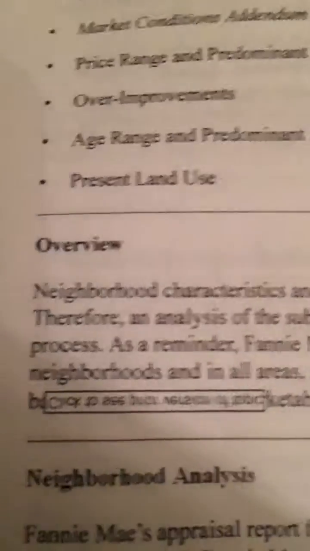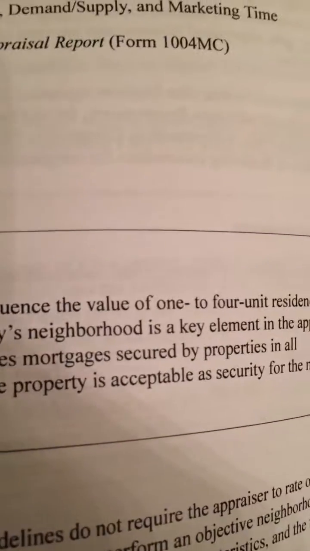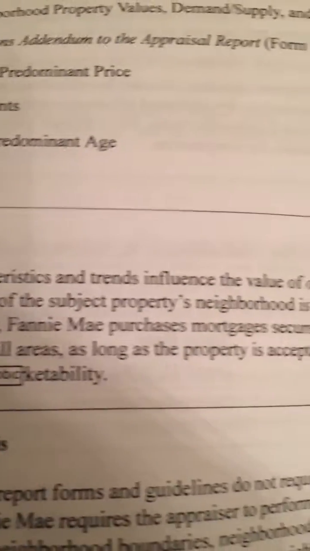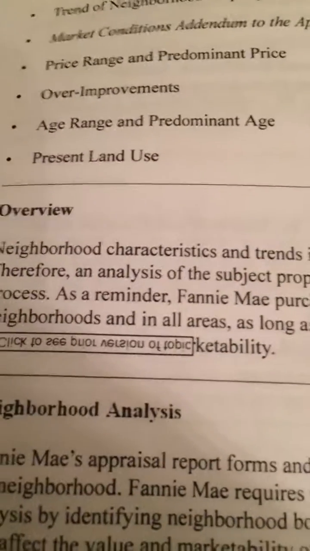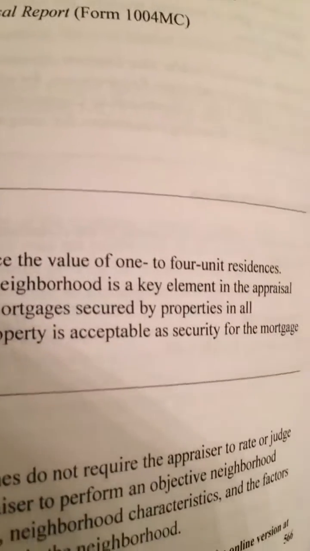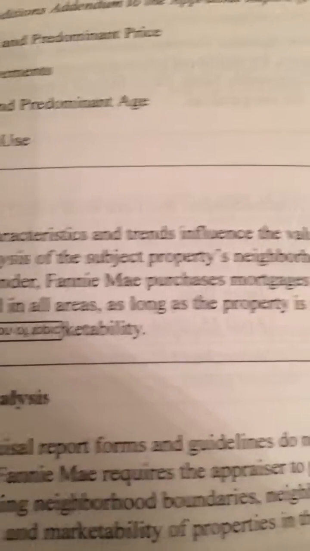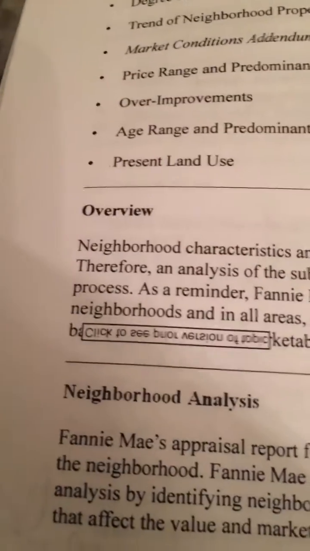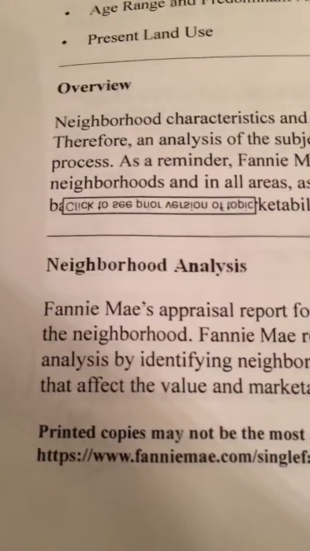Present land use. Overview. Neighborhood characteristics and trends influence the value of 1 to 4 unit residences. Therefore, an analysis of the subject property's neighborhood is a key element in the appraisal process. As a reminder, Fannie Mae purchases mortgages secured by properties in all neighborhoods and in all areas, as long as the property is acceptable as security for the mortgage. Neighborhood analysis.